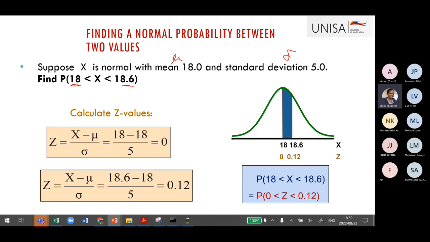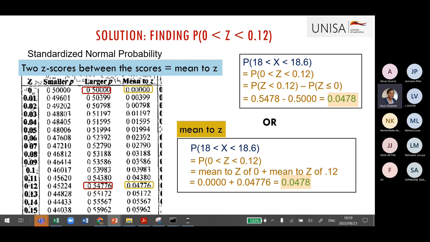Okay, so let's look at the between. We know that we calculated our z lies between 0 and 0.12. In order for us to find the probability, remember we said we're going to use the two values that it's located between. So we know that it was located between 0 and 0.12. Ignore the top one. I was explaining this to another group of students who do not do psych. So for you, you just need to concentrate on the mean to z. So we go for the first one. We know that the z value was 0. We just go to the 0 row and find the mean to z value.